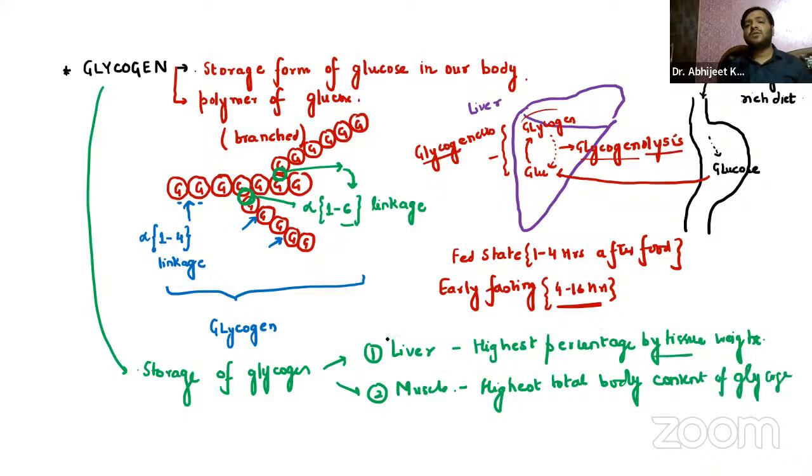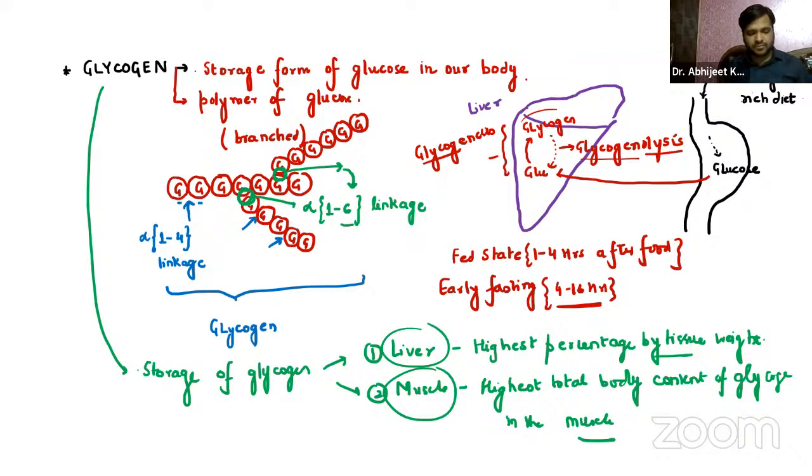If you look only by tissue, it is highest in the liver, but when we talk about the overall body, we have more muscles, so there is more glycogen. Highest total body content of glycogen is in the muscle, right? So the storage of glycogen is basically in two places.